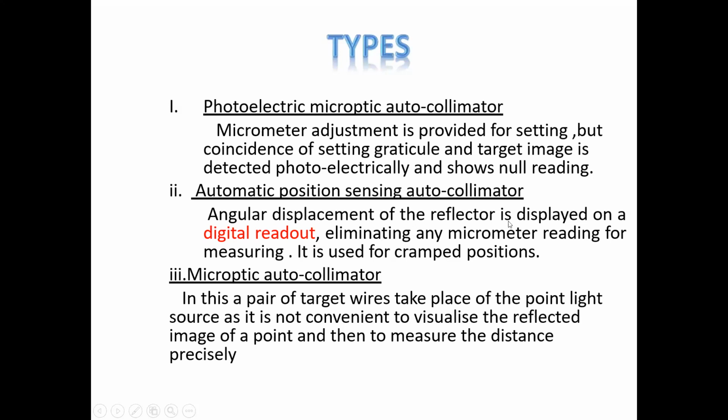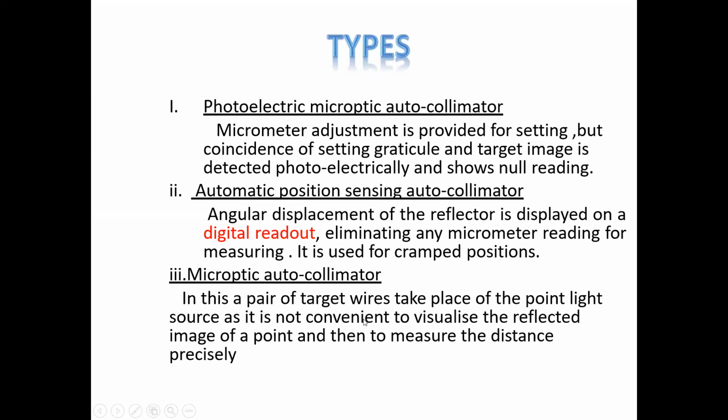Angular displacement of the reflector is displayed on a digital readout, eliminating any micrometer reading for measuring. It is used for cramped positions. Cramped means narrow space. When the space availability is low, in that case you use this automatic position sensing autocollimator. The micro optic autocollimator is very important. We will concentrate on this micro optic autocollimator.